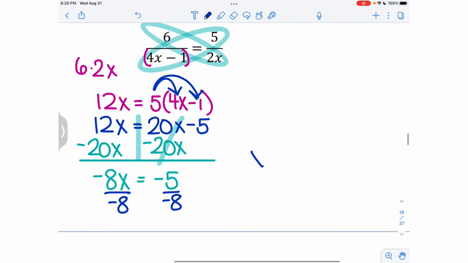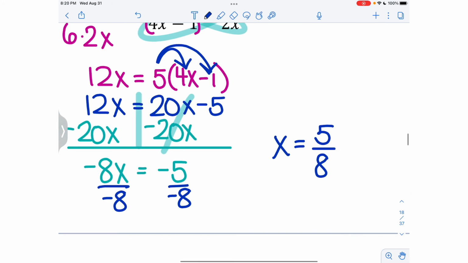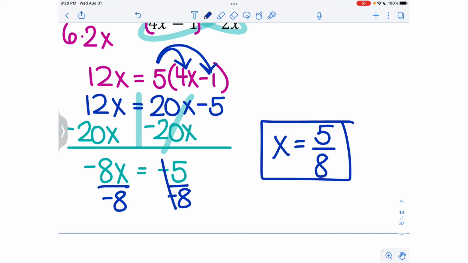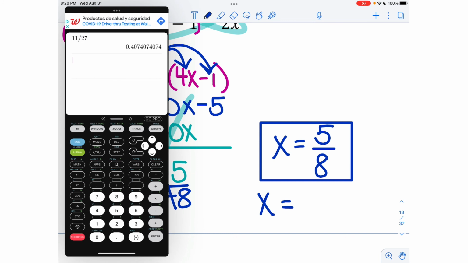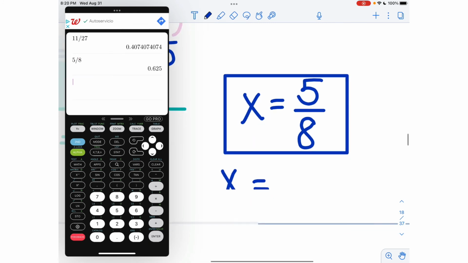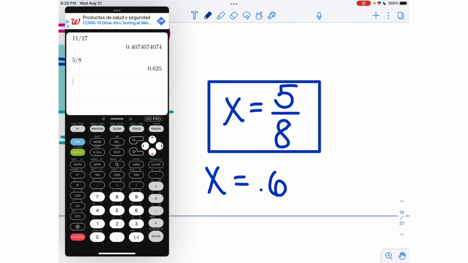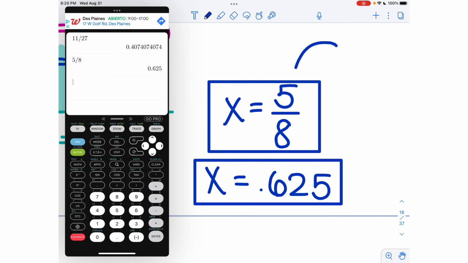So I can write my answer 2 ways. Positive 5 over positive 8, and the reason for this is because these negatives will cancel. And then I could also get a decimal. I don't have to do both. If you're wondering which one I like better, to be honest with you, I don't care. So 0.625. You could write 0 point or just point. In higher math, I prefer the fraction answer, but in Algebra 1, it doesn't matter to me.